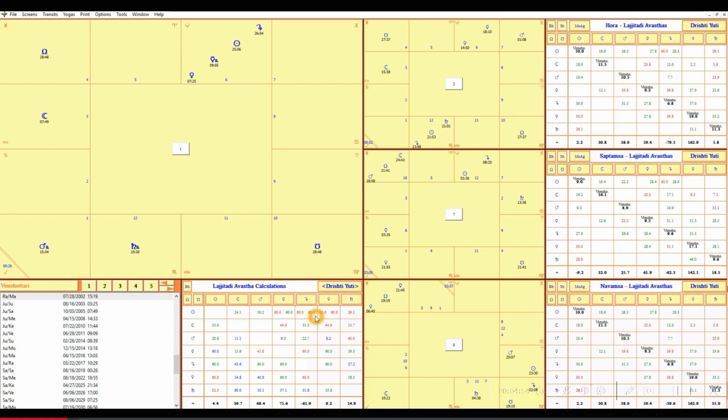And you can use this. If you really like to crunch numbers, you might want to use the Shadbala one. Okay, and I'll show that one next. But I want to explain a couple of things just on the table first of all.